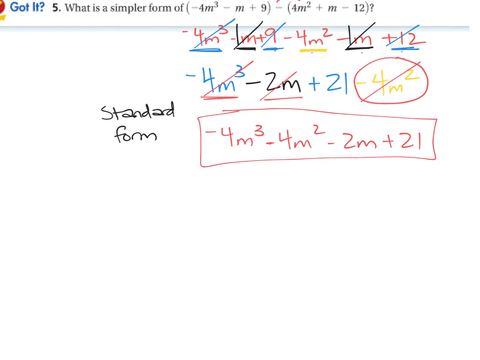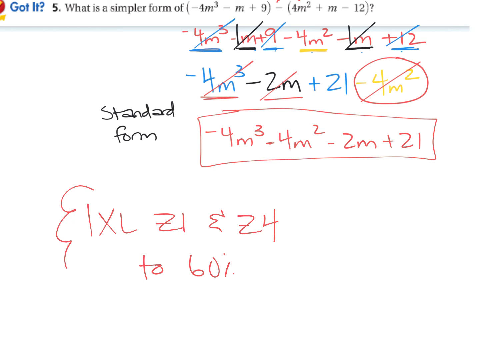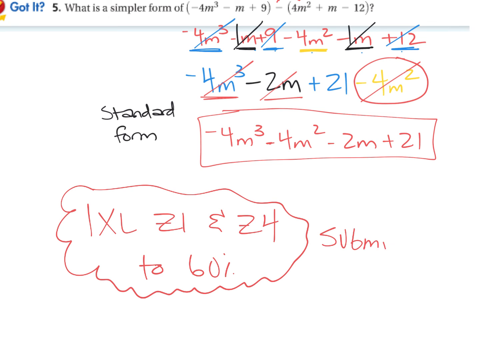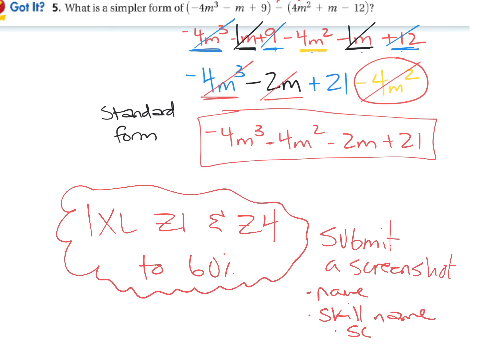All right, guys, so we are done for this. Today, what I'm going to have you guys do is IXL Z1 and Z4. I want you to get both of these to 60%. When you are all done, submit a screenshot of your score. Now your screenshot needs to include your name, the skill name, and your score.